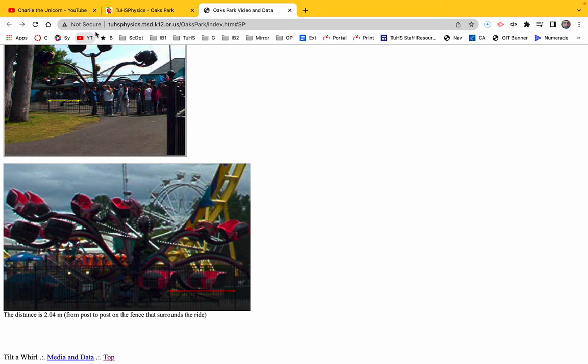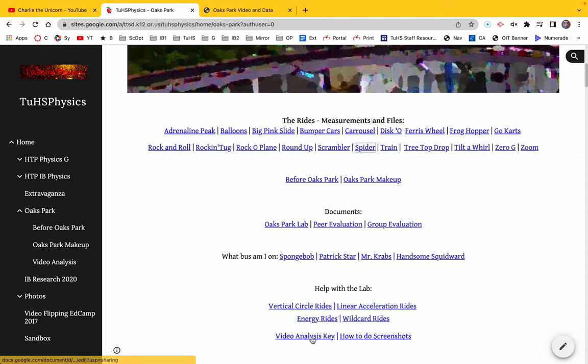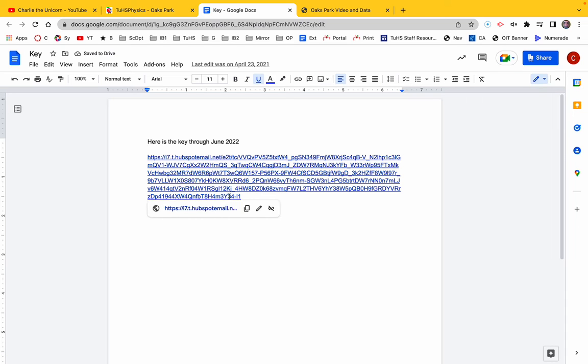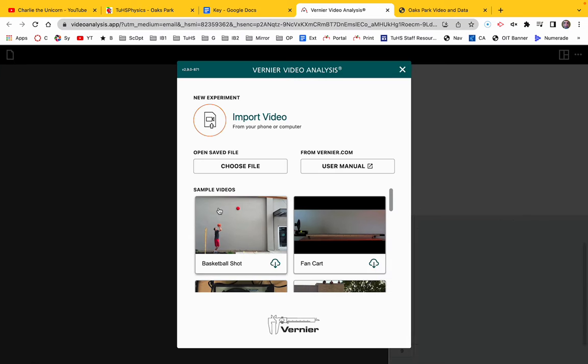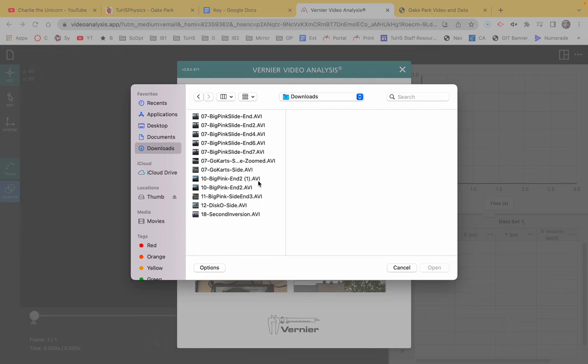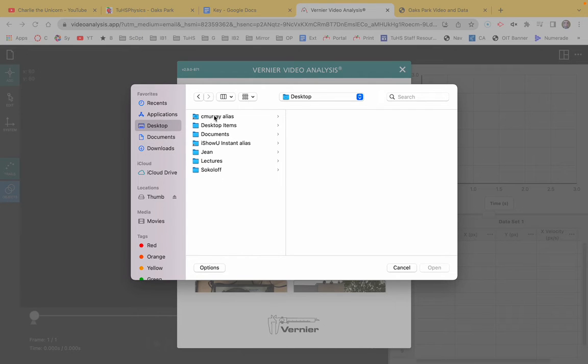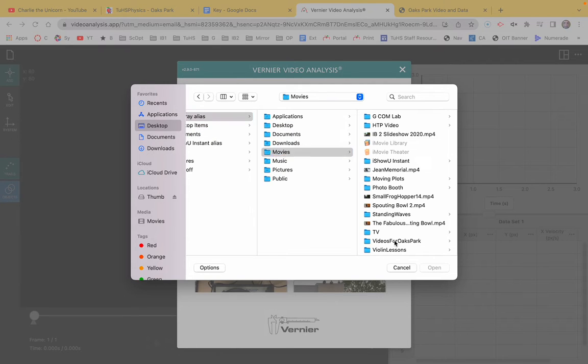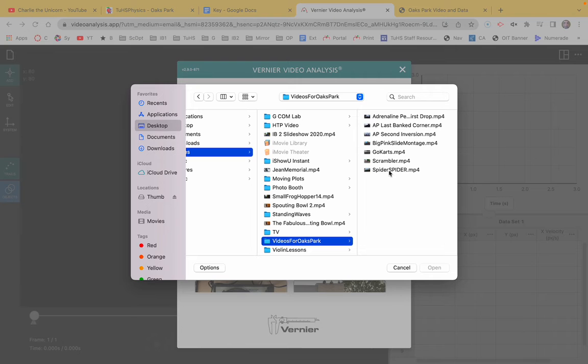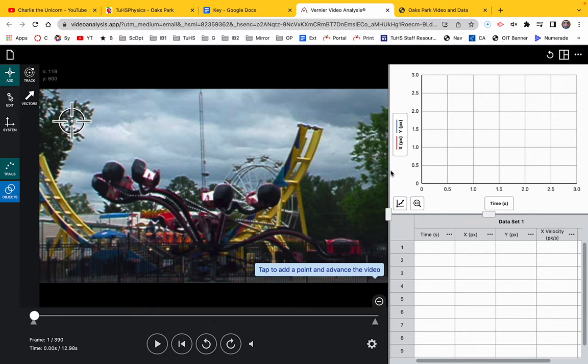Then we just need to find a video and open up the video analysis app. So click on the key, and then you can run the app like that. Then we're going to choose our file. I still don't know my way around the Mac. Okay, here it is, videos for Oaks Park. Let's look at the spider. Sorry, let's try that one.